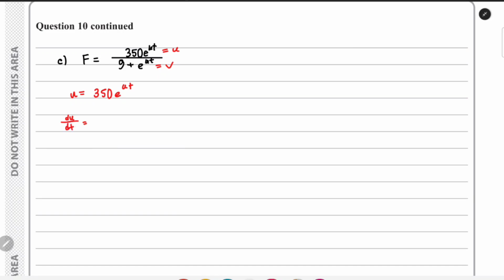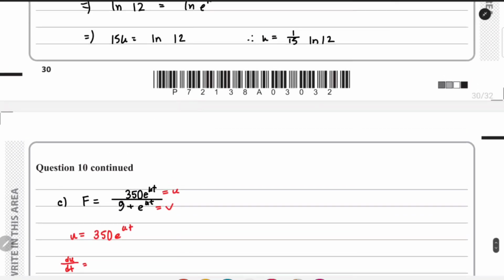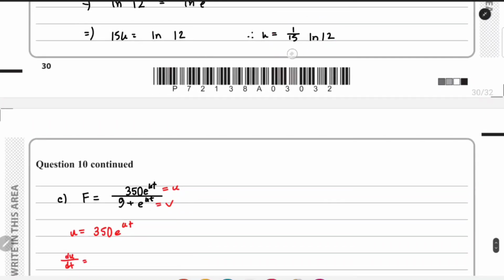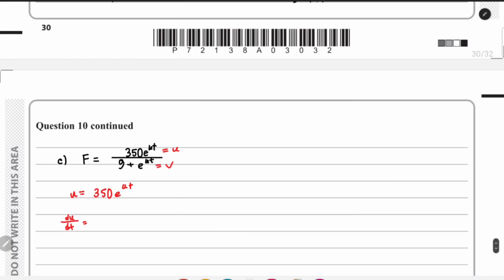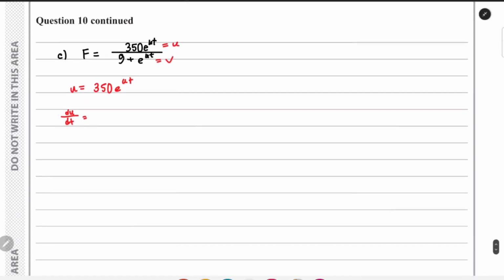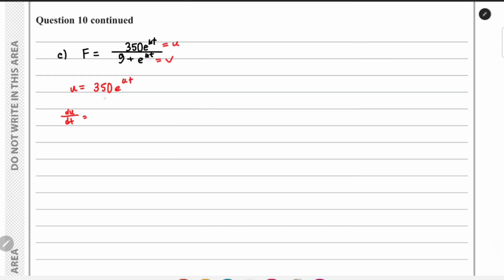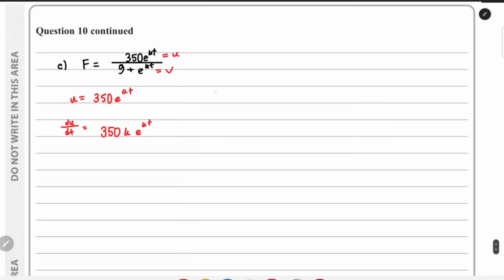I know the value of k as well, it's 1/15th ln 12. I'll not directly place it as it will be harder to write down this whole expression every single time, so I'll just keep it k. If I differentiate this with respect to t, I'll be left with 350k e to the power kt. And on the other side, v is 9 plus e to the power kt. If I differentiate this with respect to t, I'll be left with k e to the power kt.